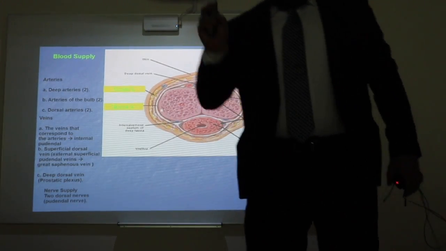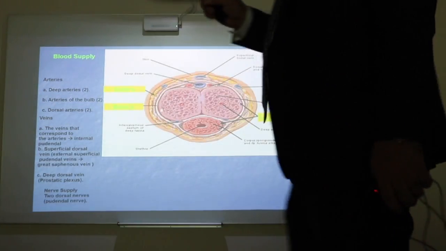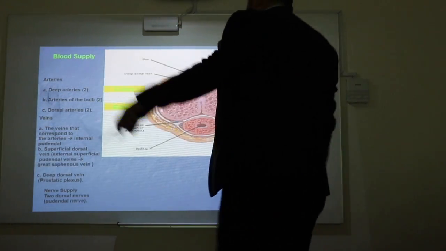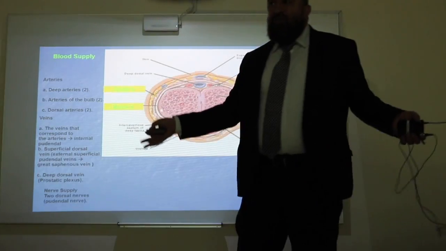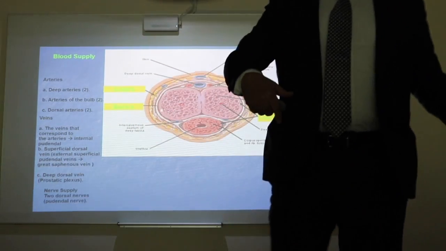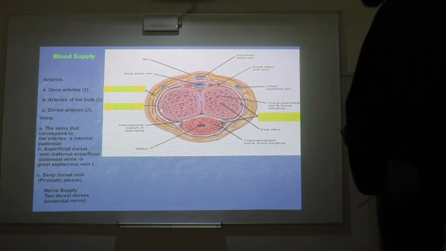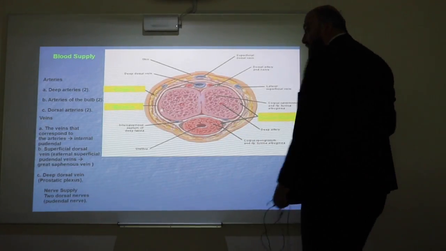Clear? So the penis is supplied by 6 arteries, 3 from the right, 3 from the left, and is drained by the same veins, plus the deep dorsal vein and the superficial dorsal veins. Okay? Is this clear?